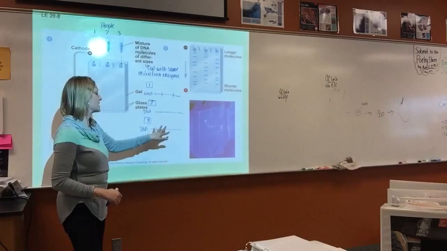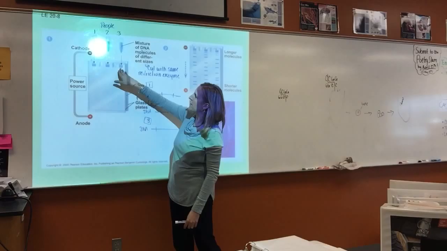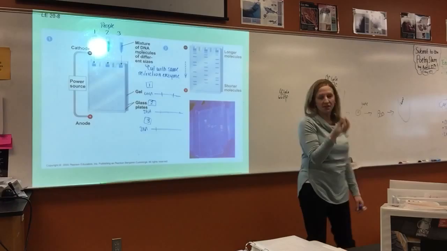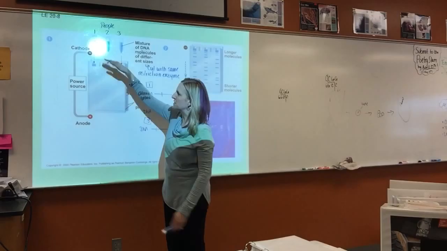So this is person number one, two, and three. Then what we do is we mix the DNA in a fluid and we put some of that fluid into these indentations, they call them wells, on the gel. It has a solution, but it also has these different sized fragments from the different people. Then they hook this up to a power source and allow electricity to run through.